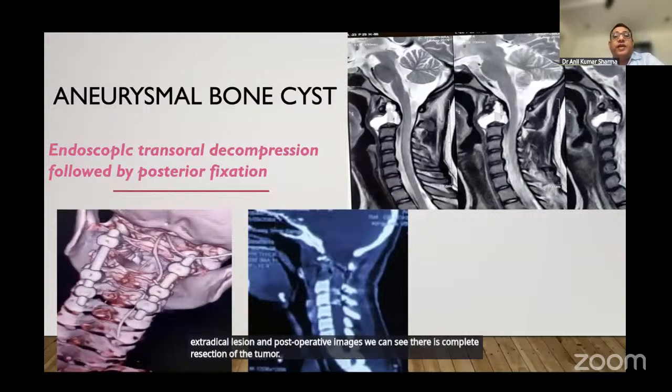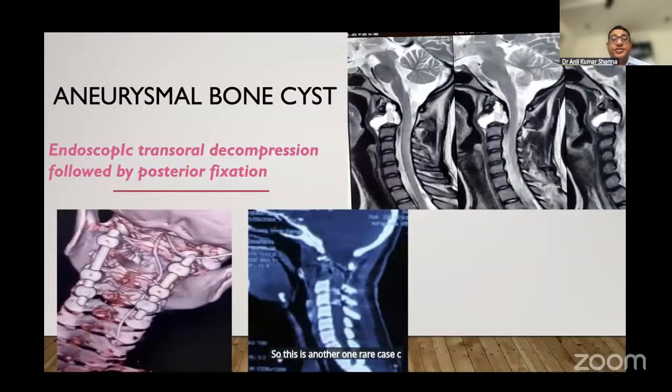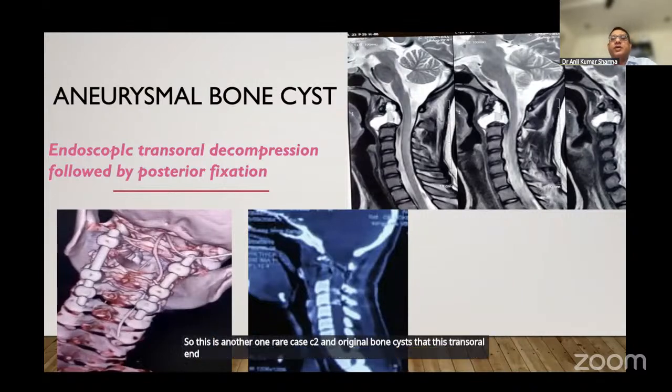So this is another rare case, a C2 aneurysmal bone cyst. With a transoral endoscopic approach, the C2 resection was done, and then later on posterior fixation in the same setting, C1 and C3 fixation was done.